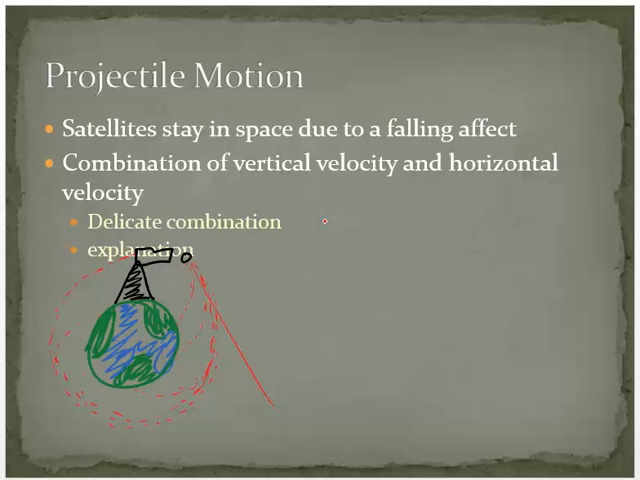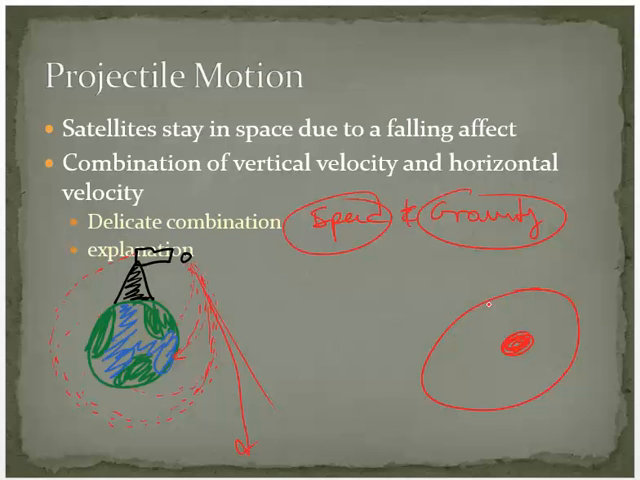It's a delicate combination of speed and gravity. If it goes too fast, it takes off because it's not falling fast enough. If something goes too slow, it comes back to the Earth and crashes. So it has to be the right combination of speed and gravity. Our Earth travels around the sun. If the Earth goes too fast, we take off and it's going to get real cold. If the Earth were to slow down, we'd come into the sun and burn up.